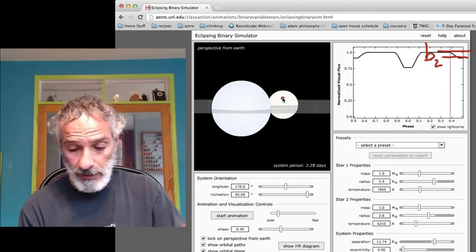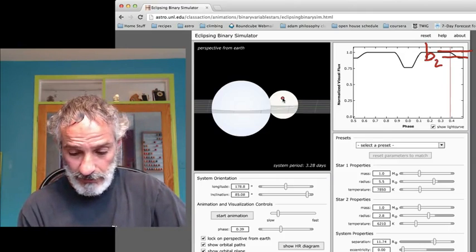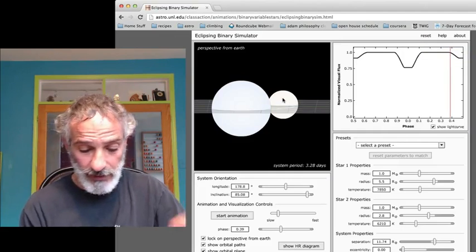Step number 1. I'm going to have to erase this because I'm going to annotate this diagram very heavily.